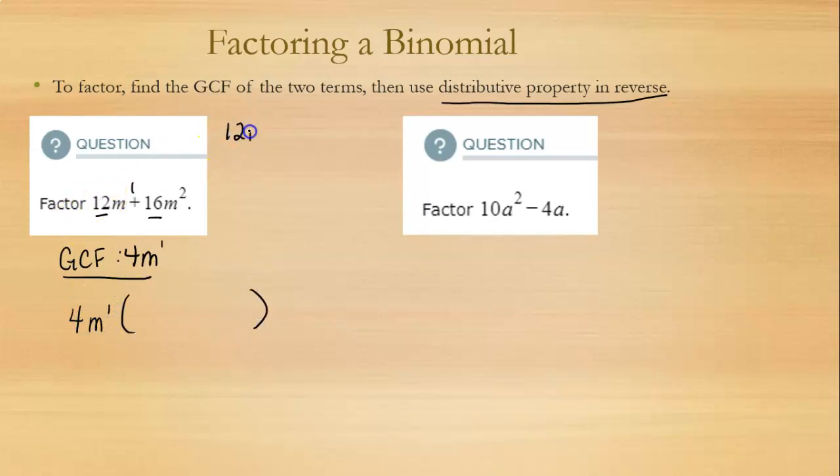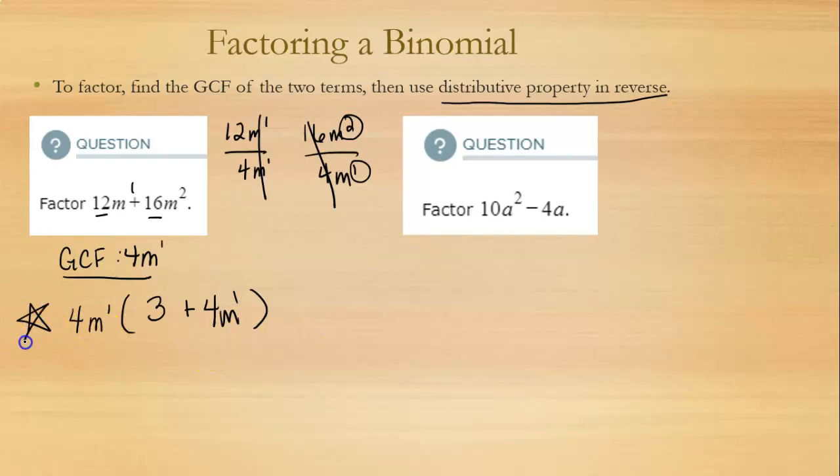Well, 12m to the 1 divided by 4m to the 1, if we write that off to the side, 12 divided by 4 is 3, m to the 1 divided by m to the 1 cancel, so you're just left with 3 for that term. For this one, 16 divided by 4 is 4, so we're doing 16m squared divided by 4m to the 1. 16 divided by 4 is 4. To divide with exponents, we subtract, so that's just m to the 1.